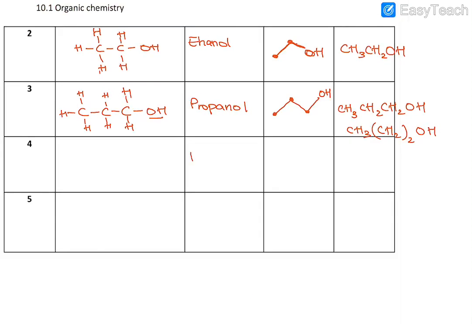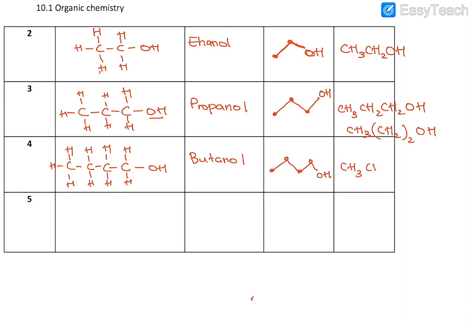4 carbons, that will be butanol. So 1, 2, 3, 4, and then the OH. So 1, 2, 3, 4 carbons, join, and then you have your OH. And then CH3, CH2 3 times, OH.